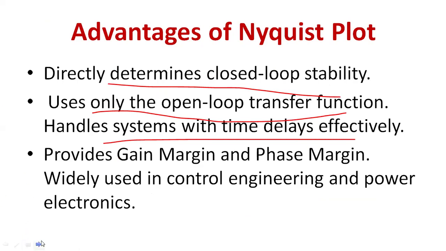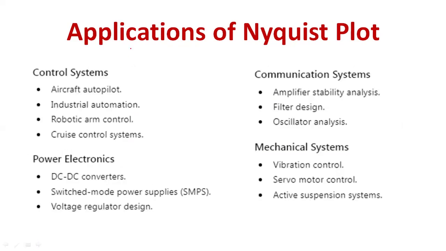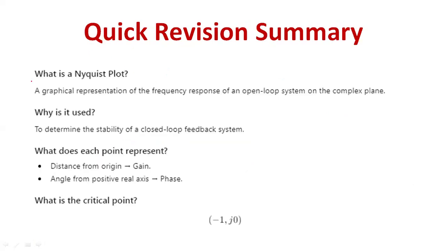So in new power supply design, you'll check when it is going to become unstable. Those stability aspects can be determined, for example, in a regulated power supply. We can check the stability. Similarly, applications include control systems, power electronics, communication systems, and mechanical systems where we use the Nyquist plot.